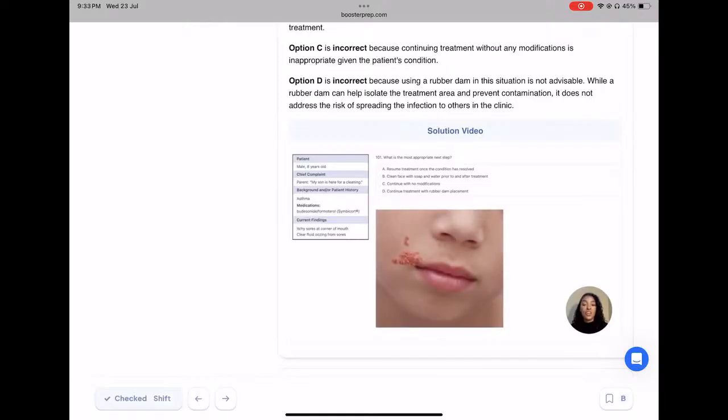So based on this image and the current findings, which tell us that the sores are itchy and there's fluid oozing from them, we assume that this patient has impetigo.